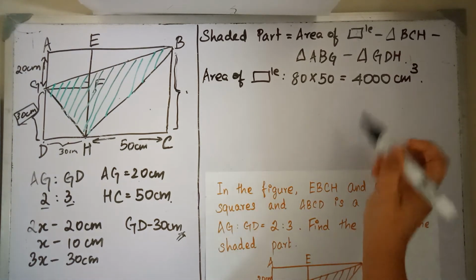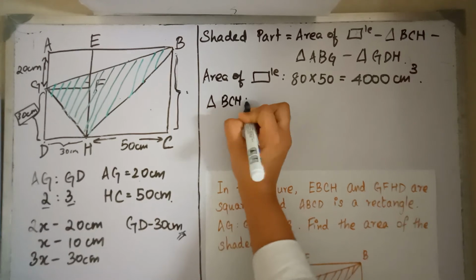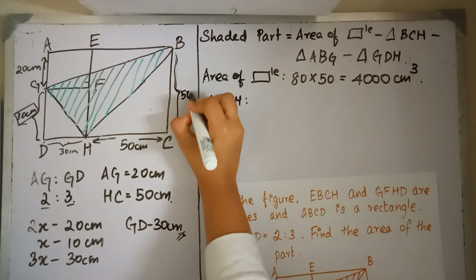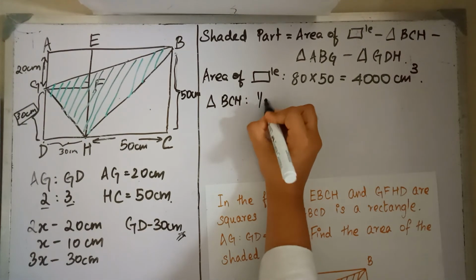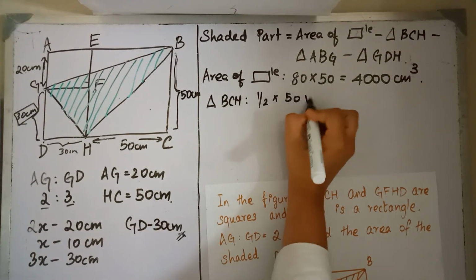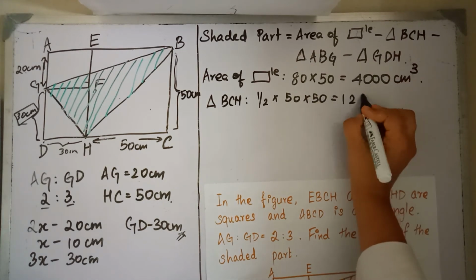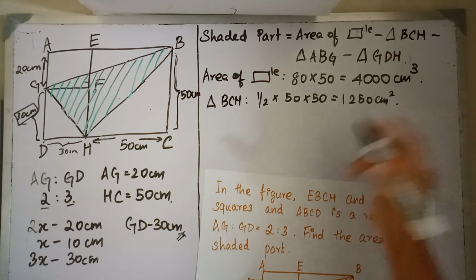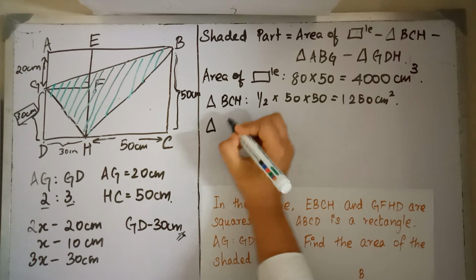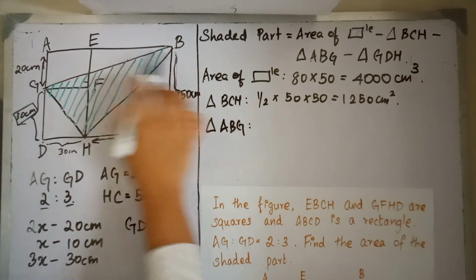Next, we have to find out the area of this triangle BCH. This is 50. This is also 50. So half into 50 into 50. This gives us 1250 cm square. Next triangle is ABG.